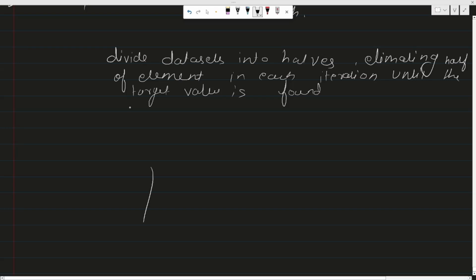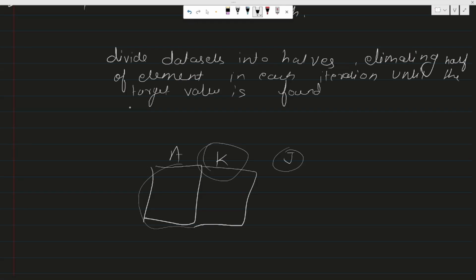Like if you have a dictionary and I have to find something between A and K. The first page is A, and for K I will just go to nearby letters like J and I. So I know the middle is the K letter, and then I will go on to find it.